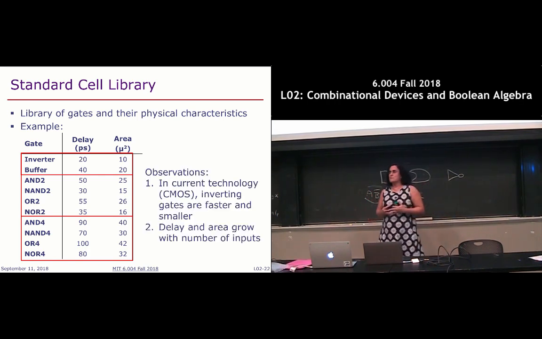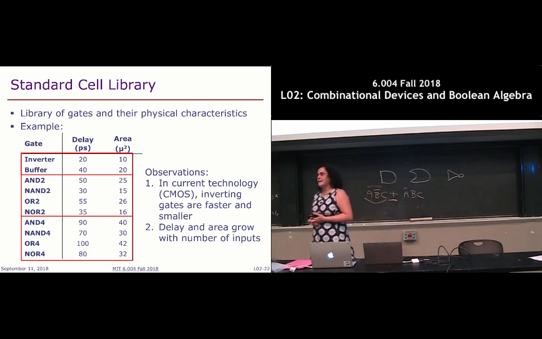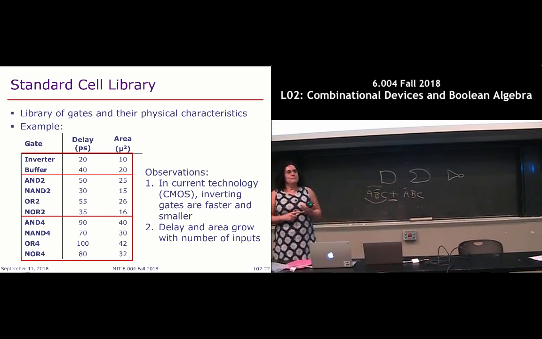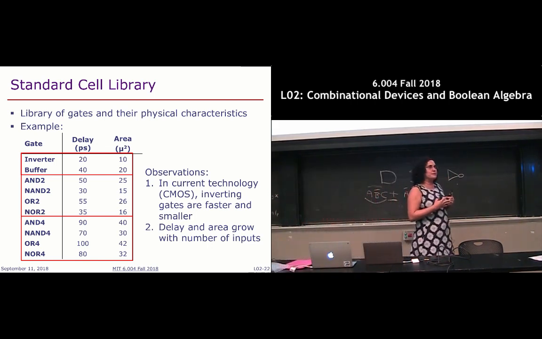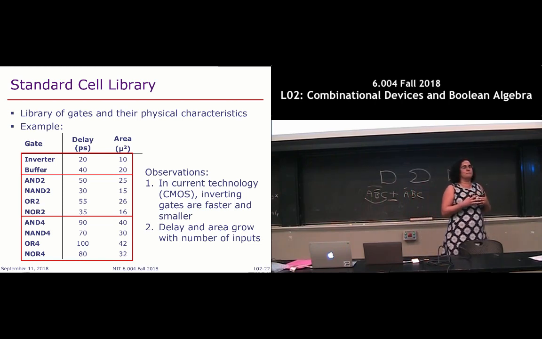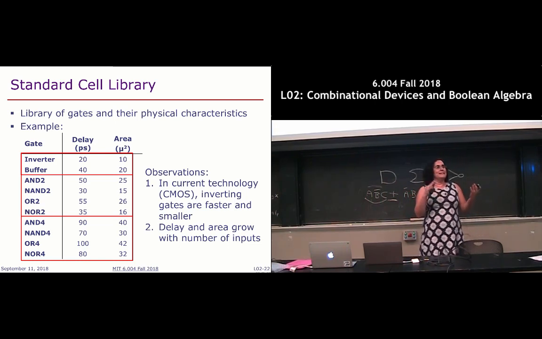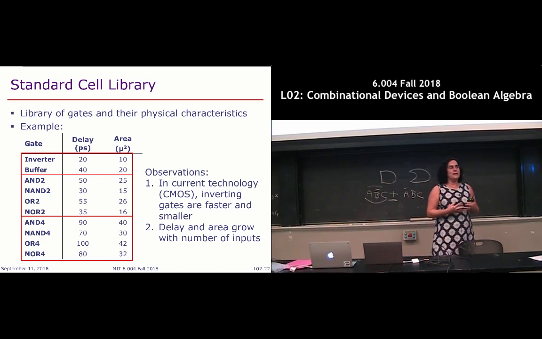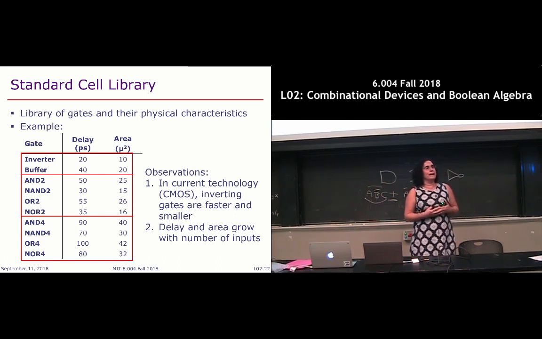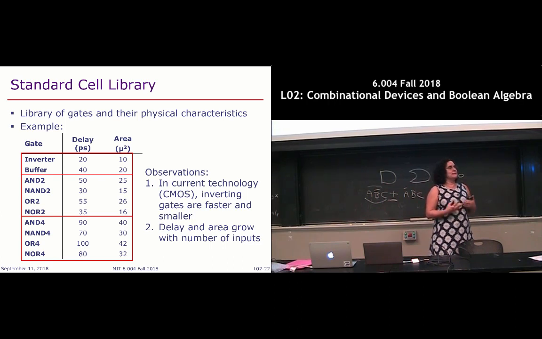So a few observations basically to take home from this slide are, number one, because of the way that we implement our gates, which is that we use CMOS, which stands for complementary metal oxide semiconductors, it works through complementary logic. It turns out that, and you don't need to know the details of how we actually build these gates, just to know that complementary inverting logic is typically faster and smaller than non-inverting logic, okay?